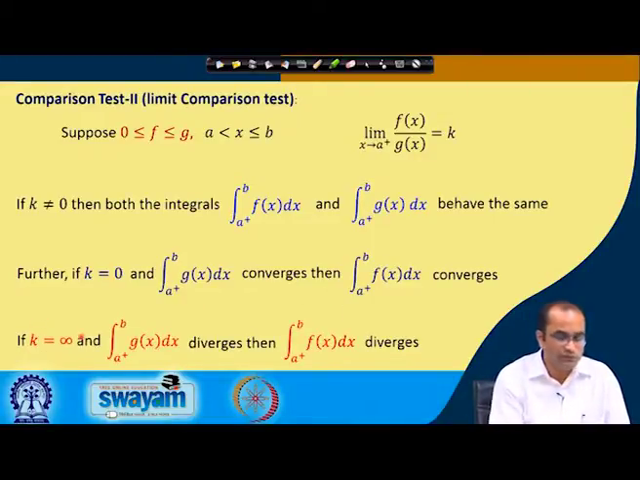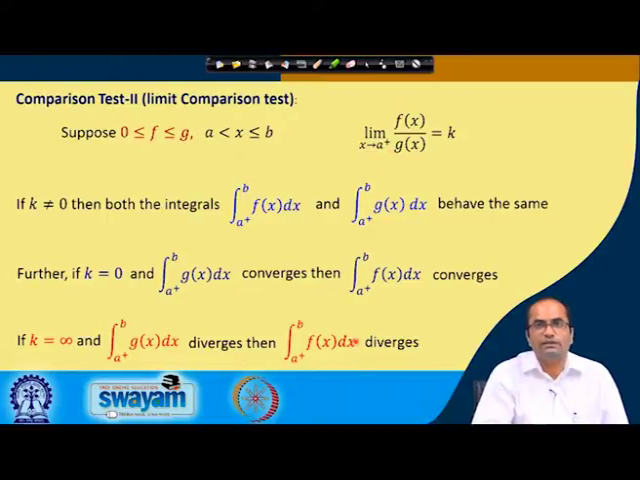Again, this is the other way around: if k is 0, so sorry, k is infinity. In this case f(x) is approaching infinity, getting unbounded faster than this g function, and if this g function diverges, we can conclude that the other integral, from a to b of f(x) dx, also diverges. So with this simple test we can discuss many examples based on the integral which we have just discussed, this test integral. So this is going to be very useful.